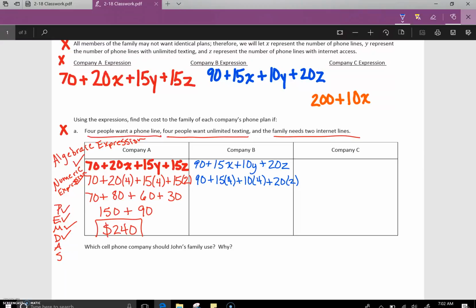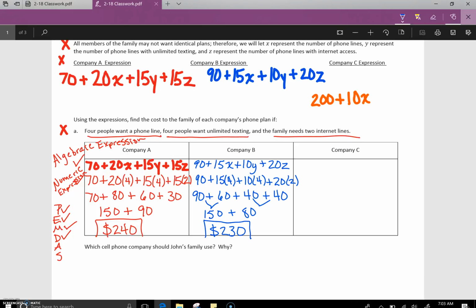Let's go ahead and solve this numeric expression following order of operations. So 15 times 4 is 60. 10 times 4 is 40. 20 times 2 is also 40. Now we have just addition. 90 and 60 is 150. 40 and 40 is 80. 150 plus 80 is $230. So we can see right now that company B would be a better choice so far.